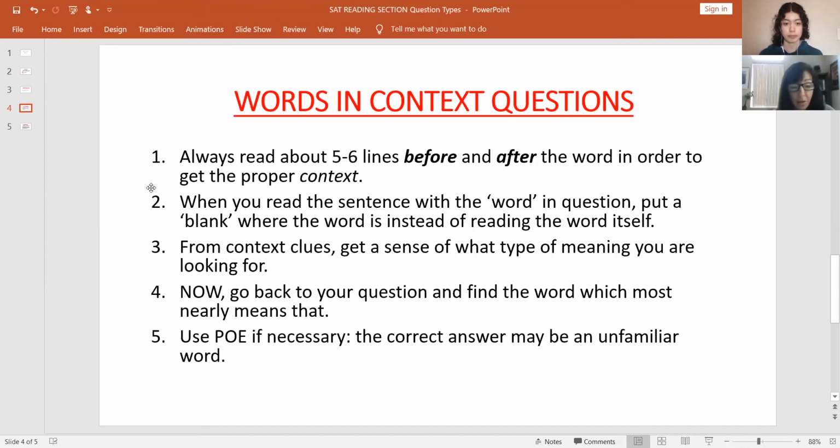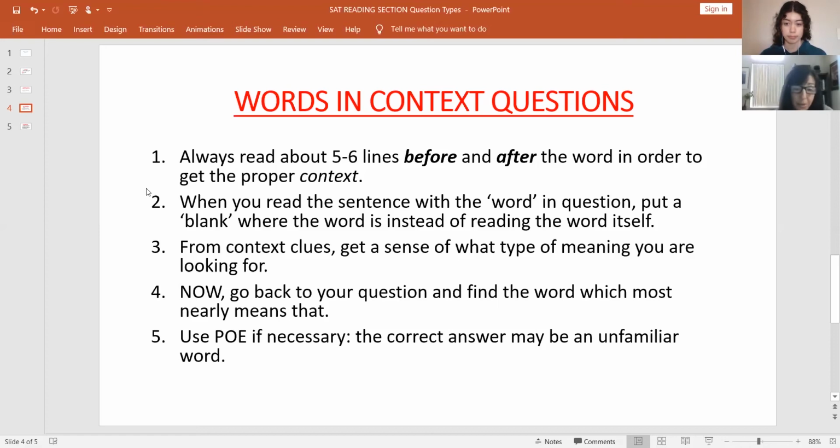Then the second thing you do is you read the sentence with the word in the question, but when you get there, put a blank where the word is instead of actually reading the word itself, because there are tricks on this test, and so hearing the word could negatively influence the choice that you make. So just say such and such blank, such and such, and then keep reading. So I will take you through that in a few minutes.